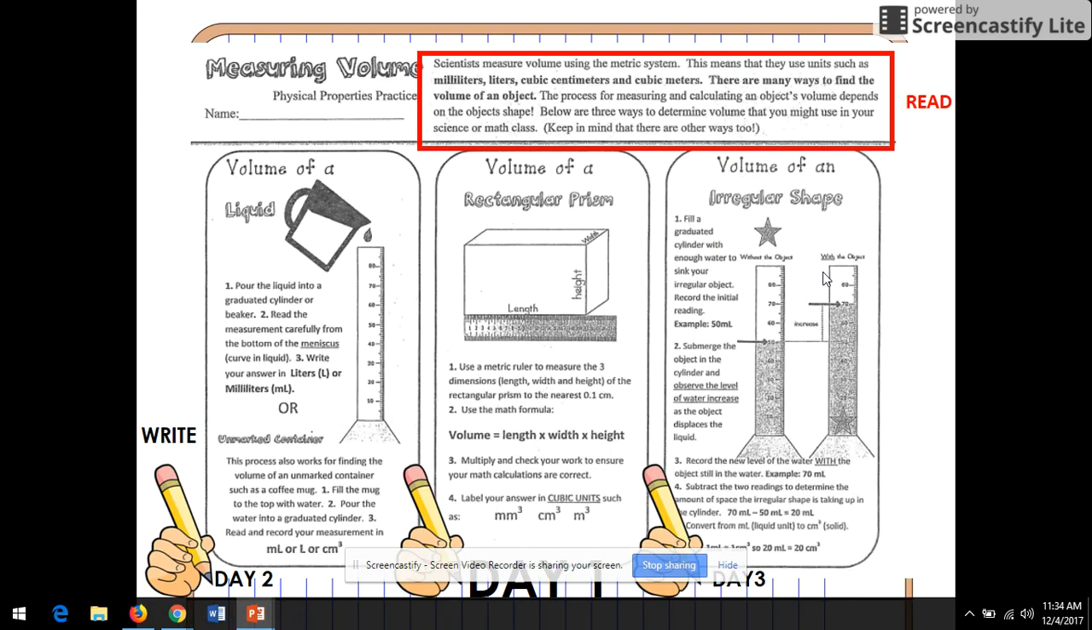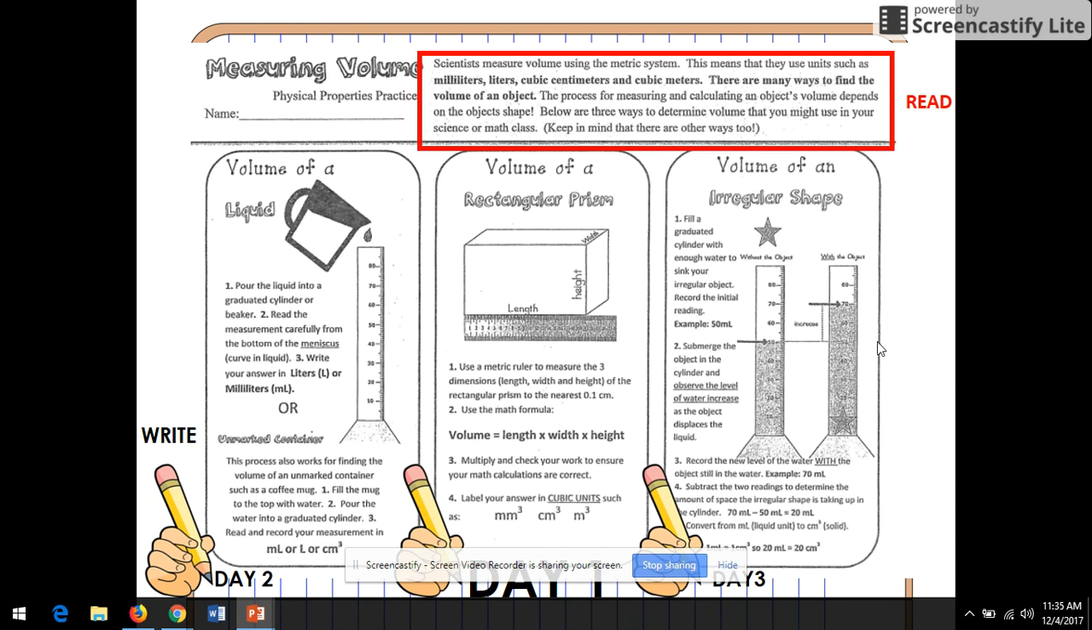At the top of the glue-in, please read carefully how it talks about volume. Scientists measure volume using the metric system. This means that they use units such as milliliters, liters, cubic centimeters, and cubic meters. There are many ways to find the volume of an object. The process for measuring and calculating an object's volume depends on the object's shape. Below, there are 3 ways to determine volume that you might use in your science or math class. Keep in mind, there are many other ways too.